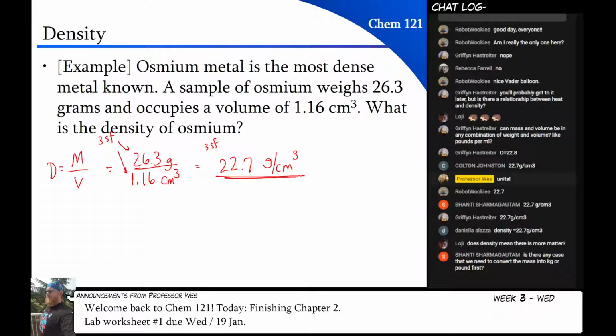Is there any case that we need to convert the mass into kilograms or pounds first? No, but I may give you the mass in kilograms or pounds, and then you'd have to convert it back to grams, for instance. In fact, we're going to see that in one of the examples coming up, where I give you volumes in liters and masses in kilograms, and they're all the wrong units. And so you have to fix that.